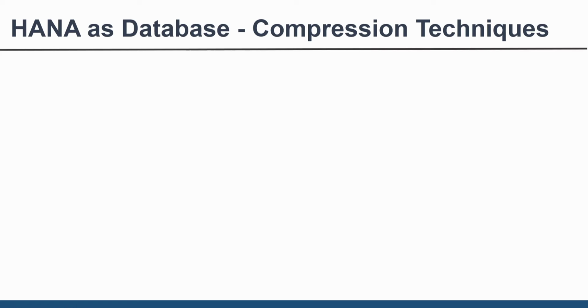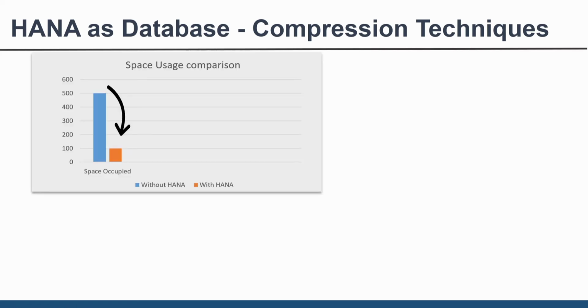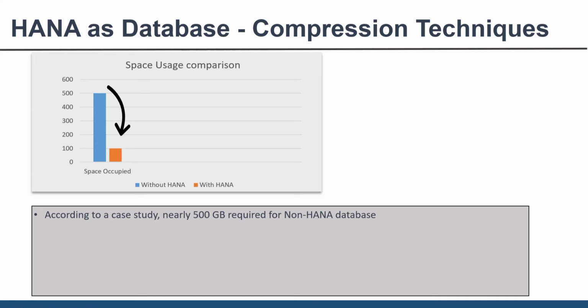Compression techniques you have learned in a previous video also. I hope you have gone through that video. For example, here you can see there is a sample taken from one bank. A case study was done wherein 1 month of bank data was picked up, and when you store that data in any non-HANA database, it comes to 500 GB. If you store the same data in HANA database, it comes to just 100 GB. So you can see in this graph the difference between non-HANA database and HANA database.